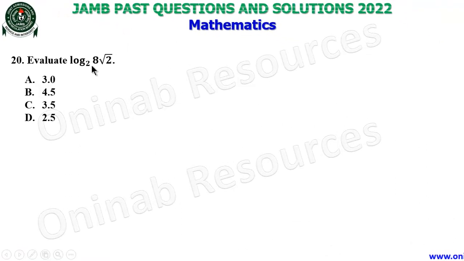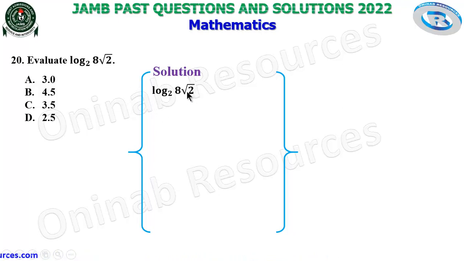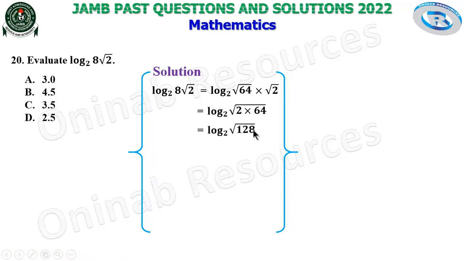Evaluate log to base 2 of 8 root 2. So we are going to make this a single surd. 8 is the square root of 64. So log to base 2 of square root of 64 times square root of 2. Applying the law of surds, we multiply out. So log to base 2 of square root of 2 times 64. This is log to base 2 of root 128.